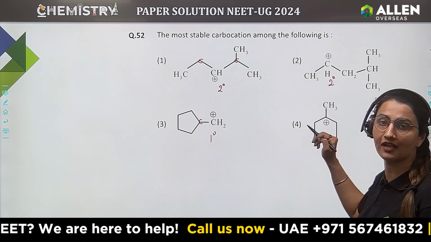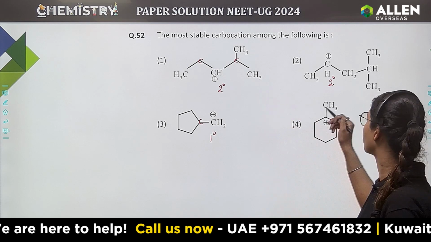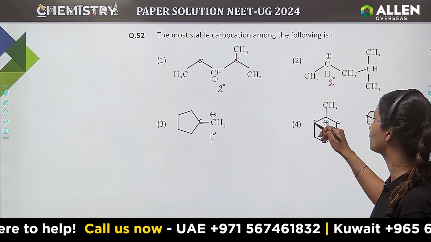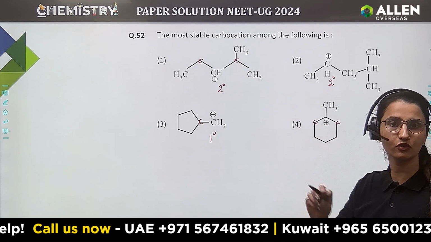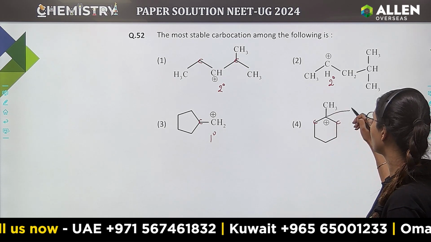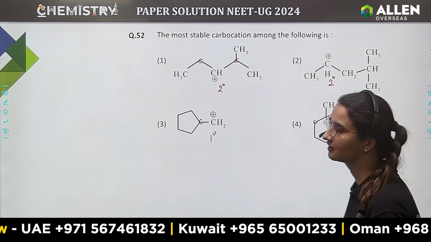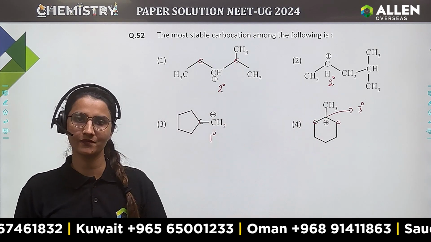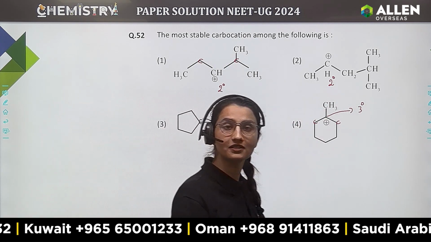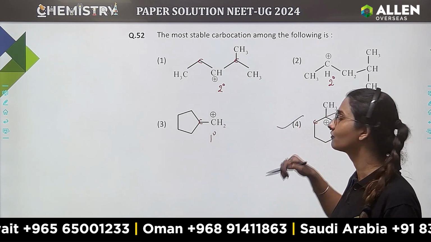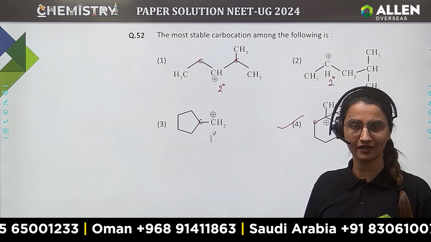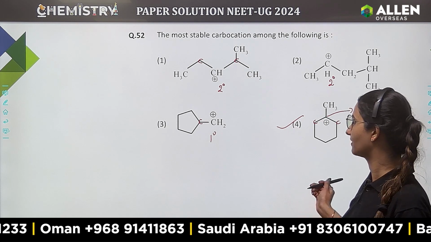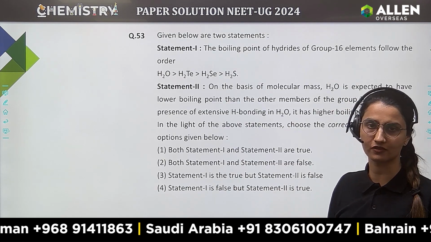This carbocation is attached to 3 other carbons. Check 1, here 1 carbon, 2. Total carbons 3. So it is, students, what? 3 degree carbocation. No concept of resonance to be considered here, right? So very simple. What is our answer? Our answer is option 4, right? Okay, let's check our next question.